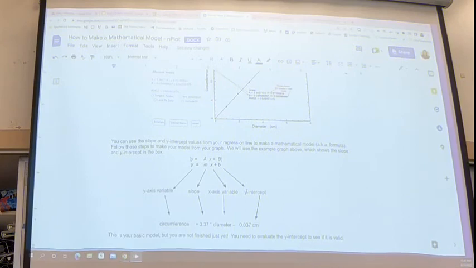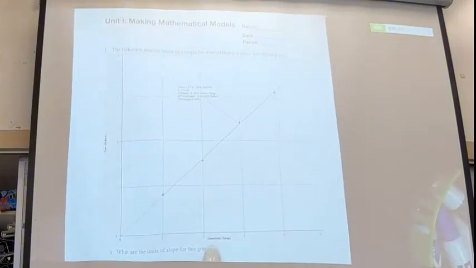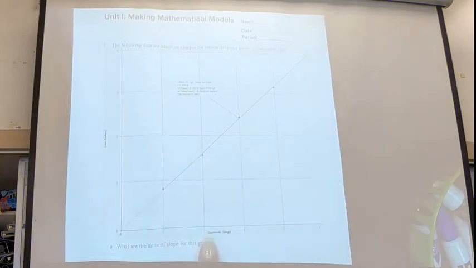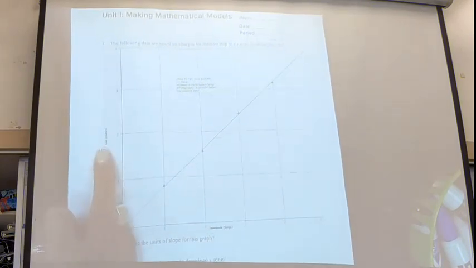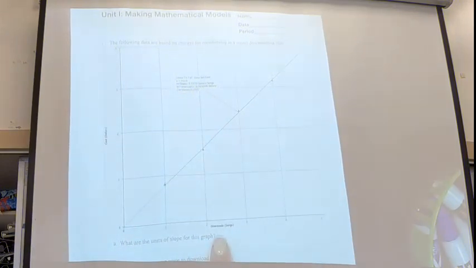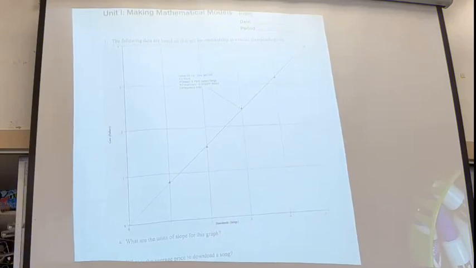When you get into your worksheet, you're going to create mathematical models. Let me switch over. I really don't like this system. But you're going to create mathematical models out of cost and number of downloads. So instead of y and x, you're going to use cost equals whatever your slope is times your downloads plus your y-intercept.